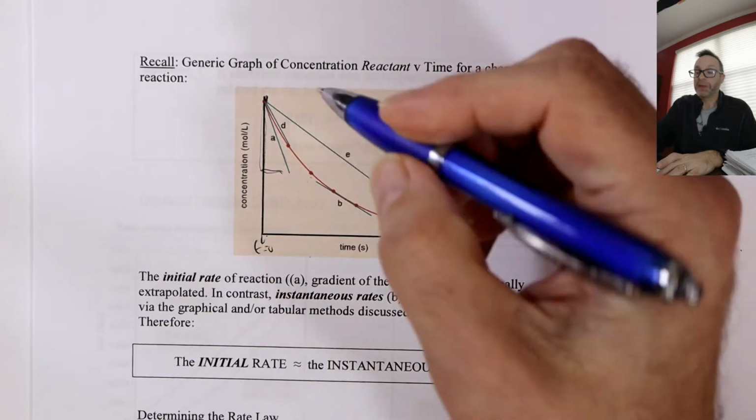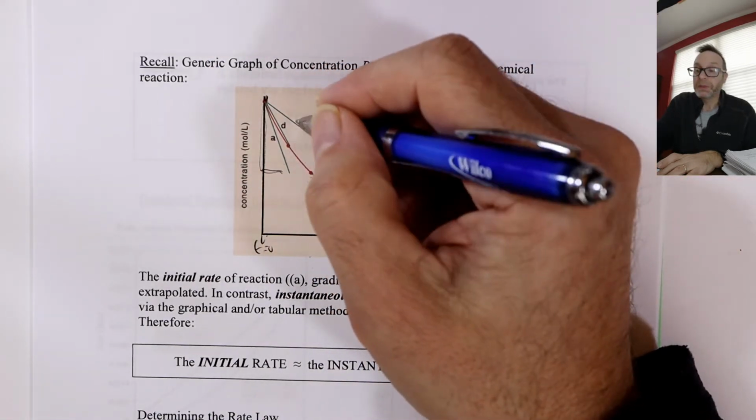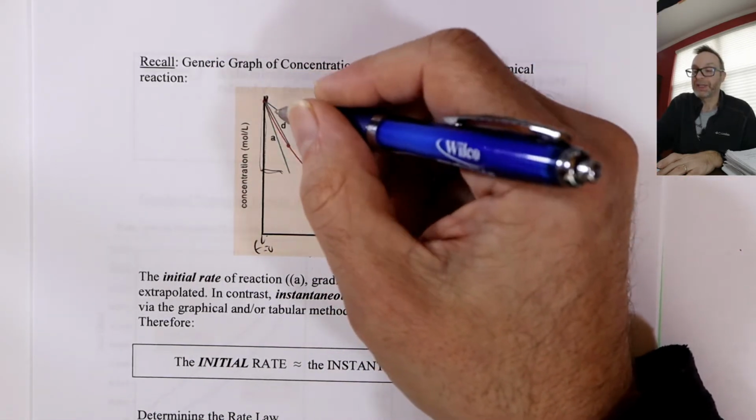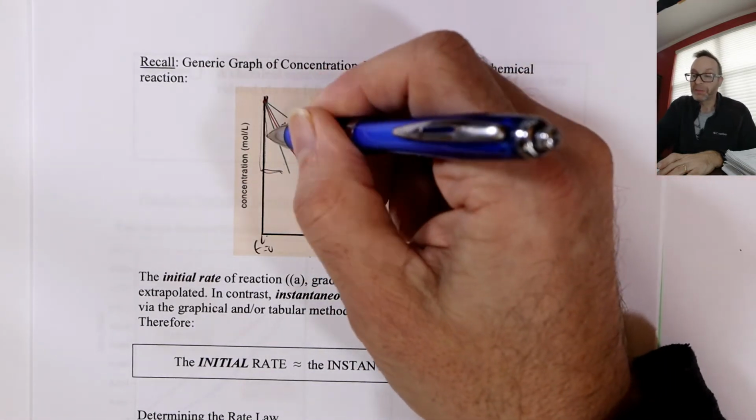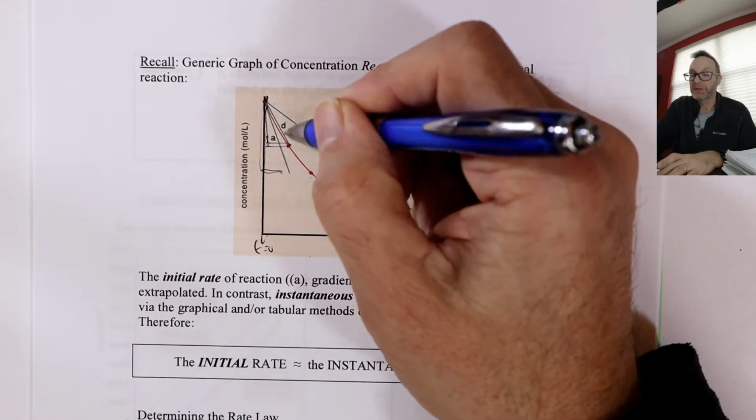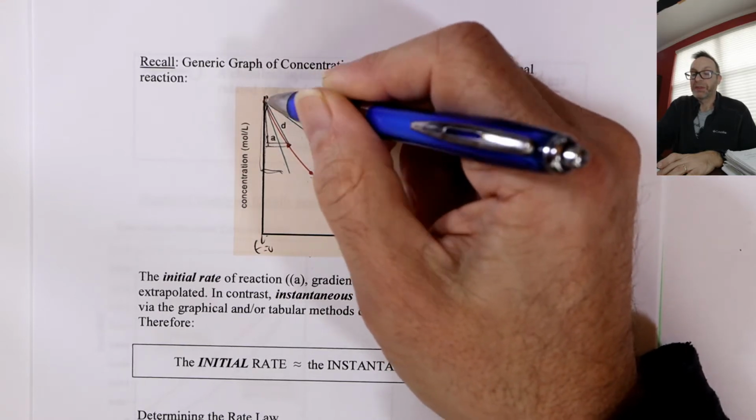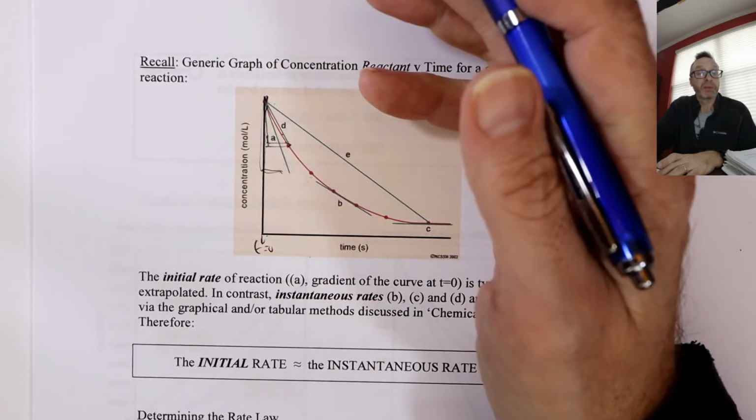If you think about it, we have y2 minus y1 equals m times x2 minus x1. We can look at the first two data points here and get a pretty reasonable approximation for the slope at time equals 0 by looking at the first two data points and the slope between them. That's probably what you'll do.